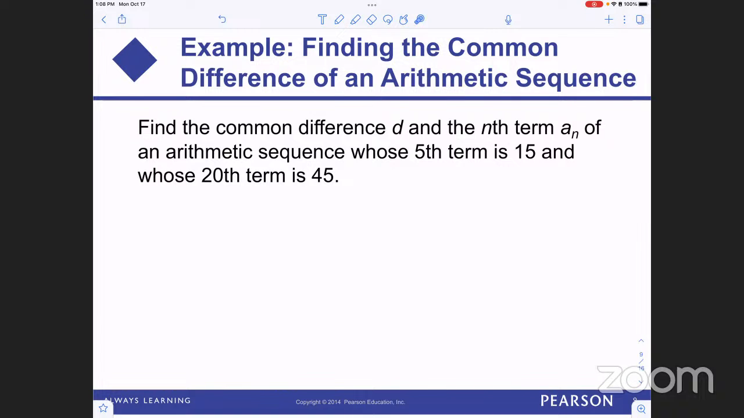So find the common difference d and the nth term an of this arithmetic sequence whose fifth term is 15 and whose 20th term is 45. Okay, let me think about this. So things that we can use: we said for an arithmetic sequence, the nth term is going to be the first term plus n minus 1 times the common difference, right?